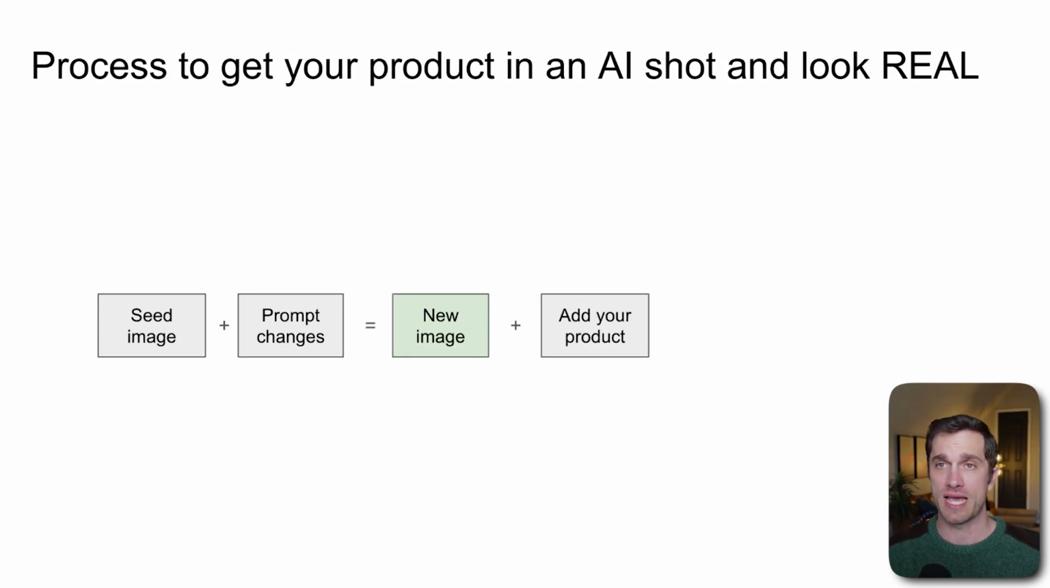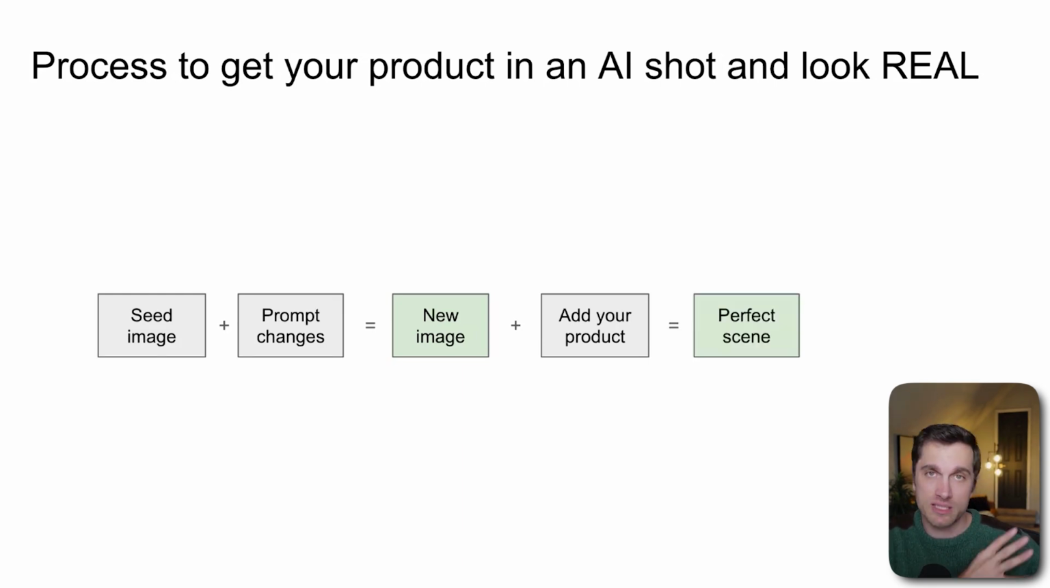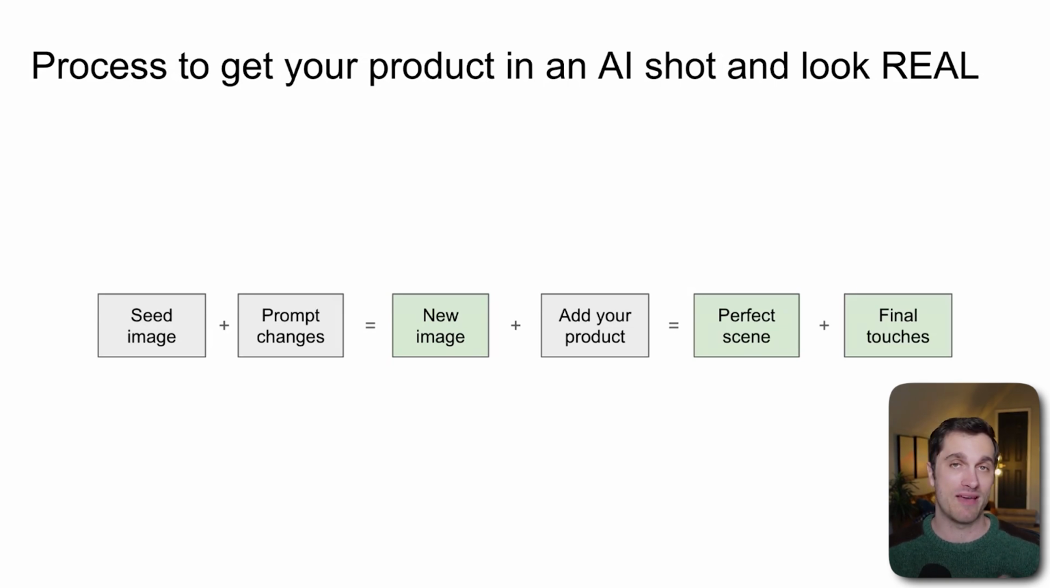So once I have a seed image, you may or may not prompt changes to it. I typically have a little something I want to change, as I'll walk you through it. Then we have a net new image. Once we have that net new image, then we can add our product to that net new image, and then whatever design platform you want, we have a perfect scene, and now we do final touches on it.